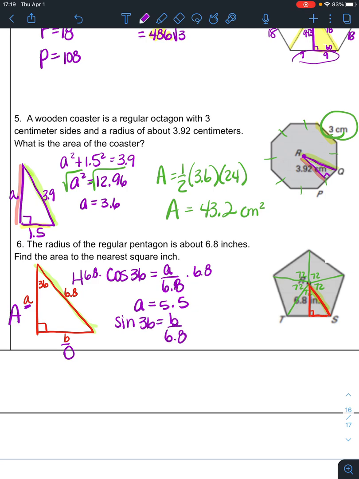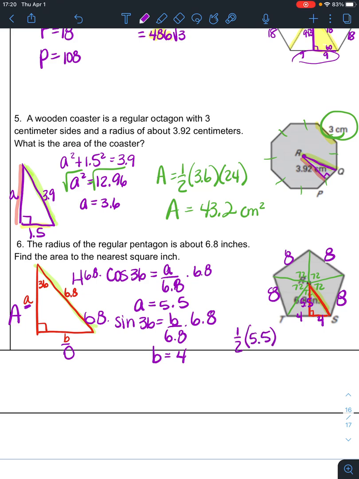Then we use sine. So the sine of 36 is equal to B over 6.8. Multiply both sides by 6.8 to get rid of that and get B by itself. So 6.8 times the sine of 36, and you get 3.996, so that rounds to 4. We'll use 4. So that means this is 4. And this was 5.5, that piece. So remember that we need the rest of the triangle, so the whole side is 4 and 4, which is 8. So each of these sides is 8.